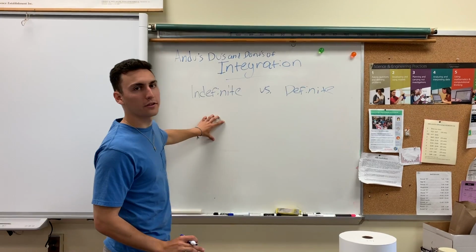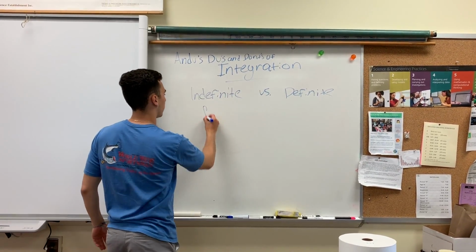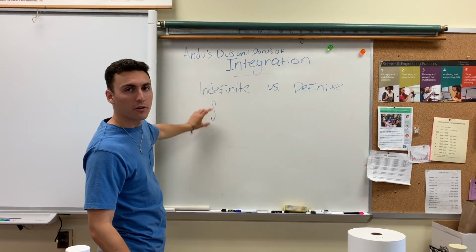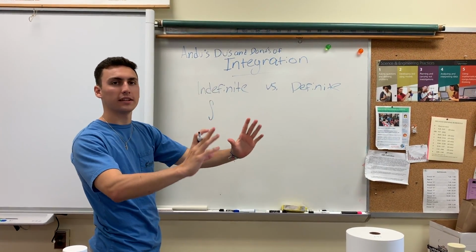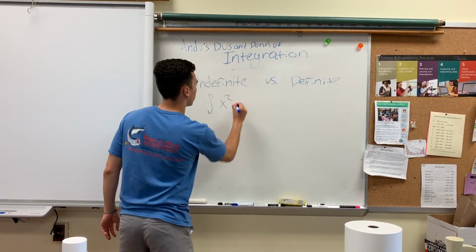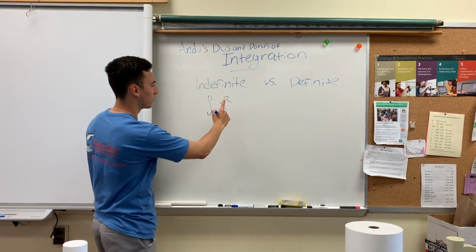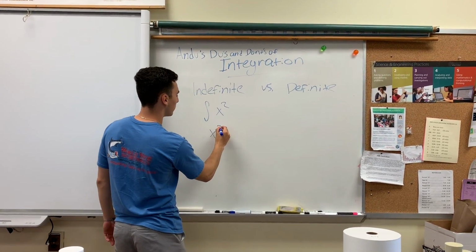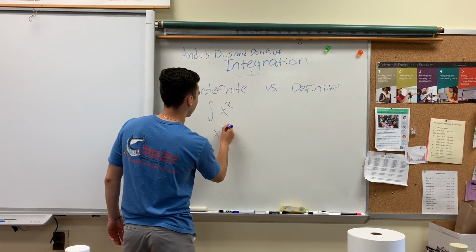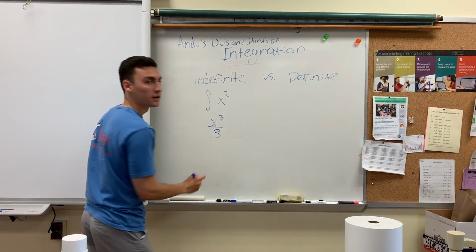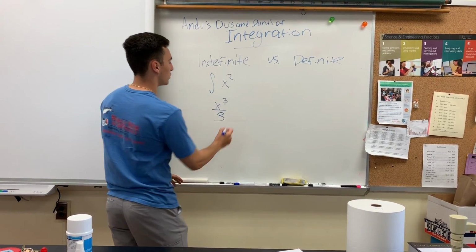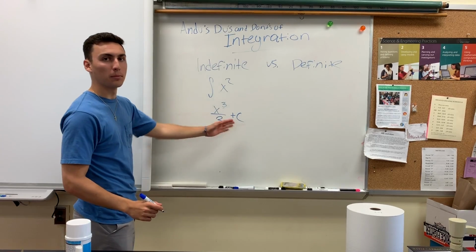So for indefinite integrals, you're going to have your integral, but there's going to be no boundaries. So you won't know from where to where on the graph you'll be taking the integral. So, let's say you have the integral of x squared. You know that the integral of this is x cubed over 3. But you don't know if there was anything else in there because you don't know the boundary. So it's plus c, some constant.